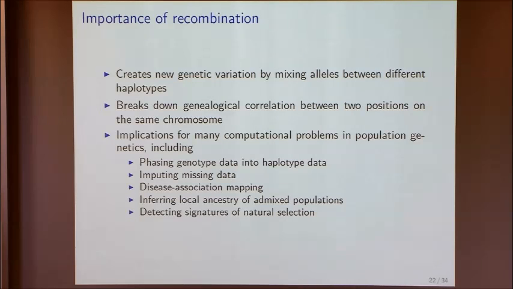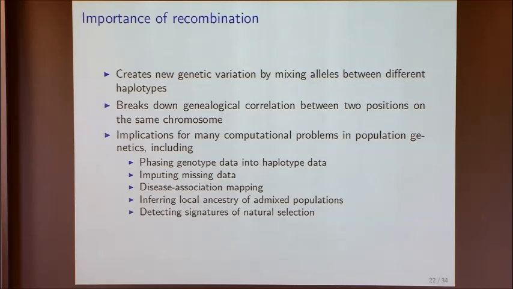So one of the things you want to do is phase genotype data into haplotype data. When you sequence, you get the total variation in both the maternal and paternal copies, and you'd like to separate this out between the 2. So you'd like to know which variants occur together on the maternal copy and which variants occur on the paternal copy. But maybe your sequencing only gives you a mosaic of the 2.